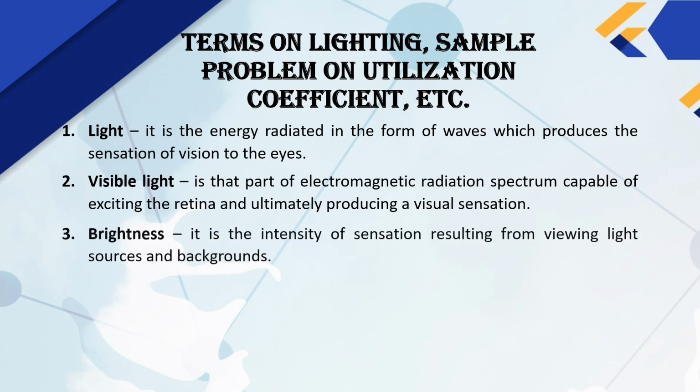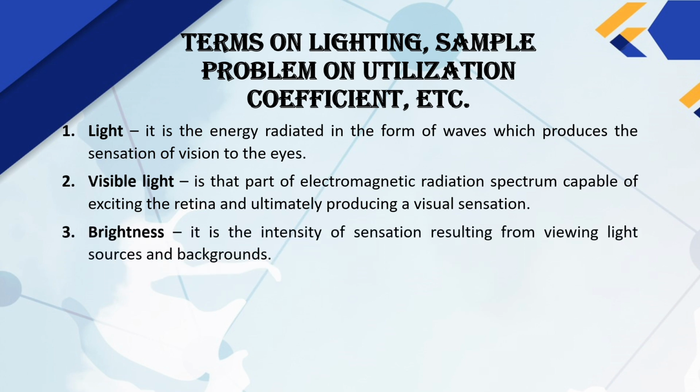Third, brightness. It is the intensity of sensation resulting from viewing light sources and backgrounds. It defines brightness as how intense or strong the light appears to our eyes. It refers to the level of light coming from a source or reflecting off a surface, affecting how we perceive the illumination in our environment. Essentially, higher brightness means a more intense light sensation.